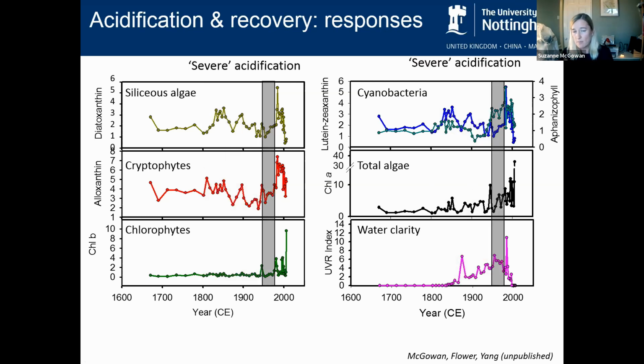Then we get to the stage of severe acidification, and what seems to happen based on the pigment record is that we've got a slight suppression of some of these algal groups. This is fairly well known: if you've got very, very clear water, the things that can withstand the UV damage are the things that will succeed more, and we see that the cyanobacteria, which can produce these UV pigments, are the things that really succeed at this time.